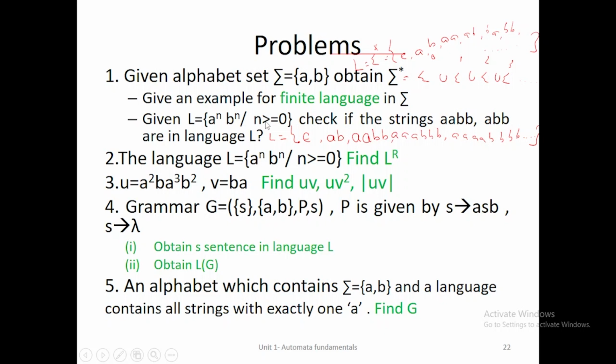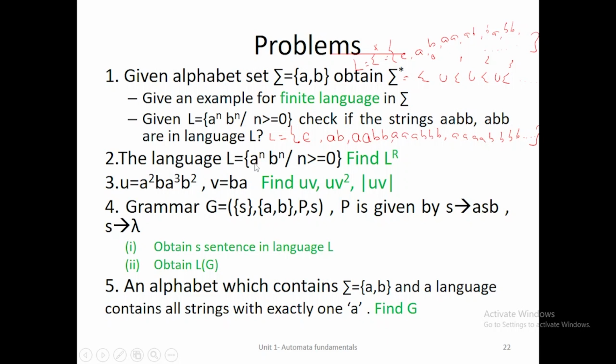That is a power n, b power n. First you write the possible strings. Then you check. What is the checking condition? Whether the string AABB is available in your language. So just you check it out. Equal number of A's followed by equal number of B's. It is in the generalized form of A power n, B power n. So the first string is available. If you take the second one, there is no equal number of A's and B's, so it is not available in the language. So this is the answer for the first one.